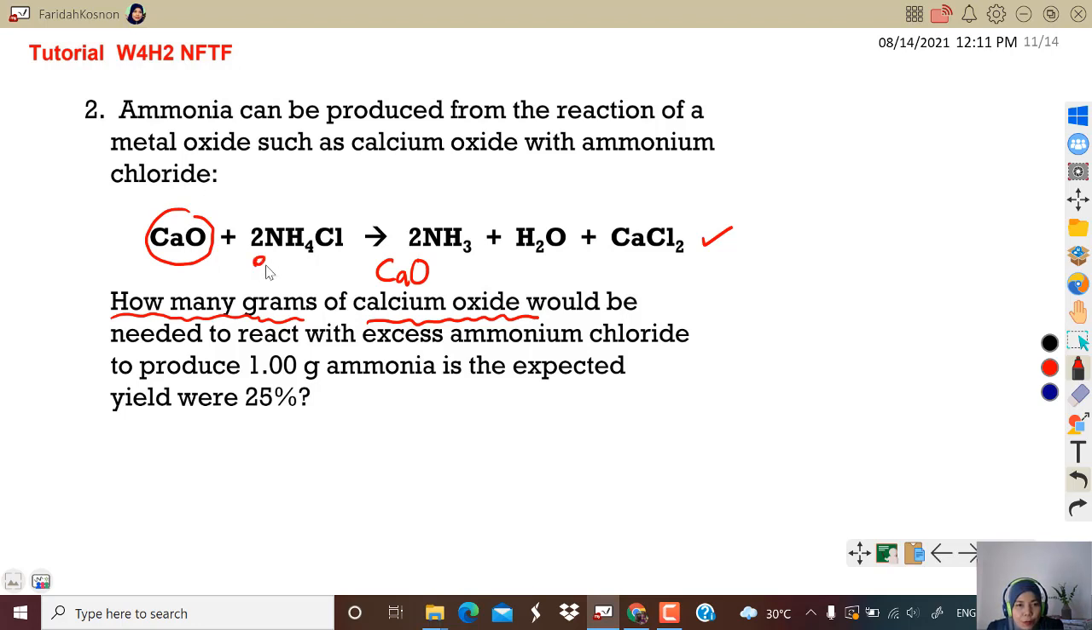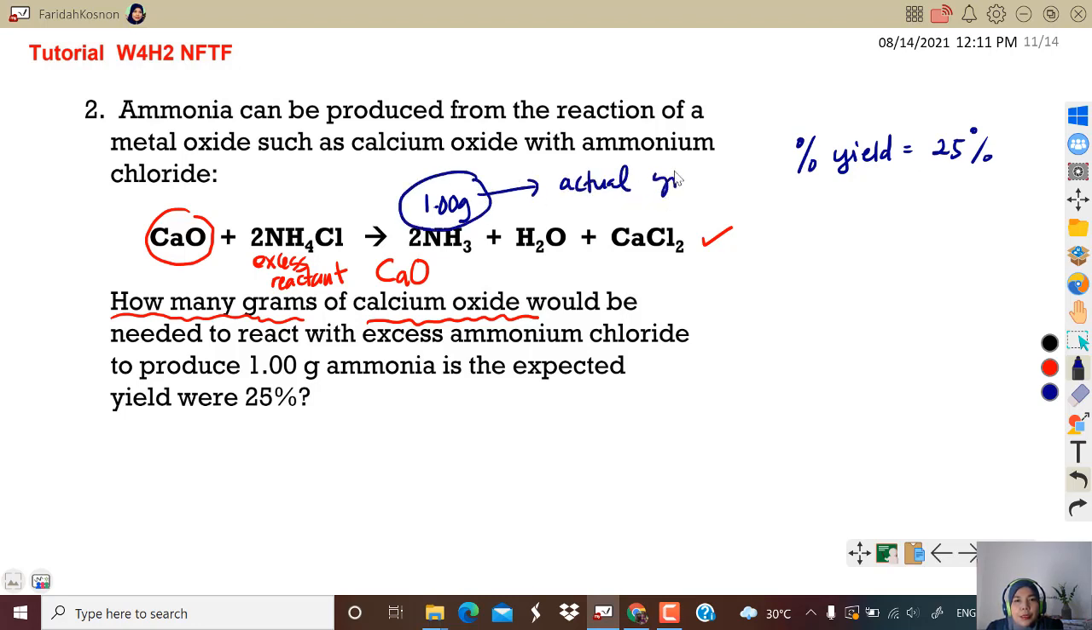So this is confirm. Dia dah mention ini adalah excess reactant. To produce 1.00 gram ammonia, so mass of ammonia produced is 1.00 gram, and given to you 25% di situ adalah percentage yield. Dia dah berikan percentage yield siap-siap. And 1 gram here adalah actual yield. Yield kat sini hasil yang soalan ni tentukan adalah ammonia. Jadi dia tak beri maklumat tentang produk yang lain.